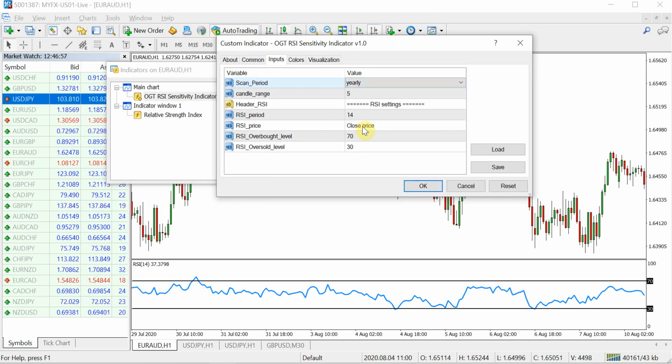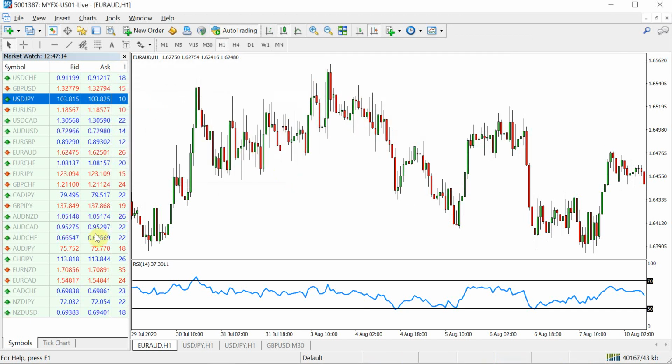Now, one thing, and again, I might have said it already, but every time you run the scan on the same pair, it's going to overwrite the previous one if you do it on the same time frame. If you do a different time frame, then it won't overwrite. It will create a new file for you. So just bear that in mind.